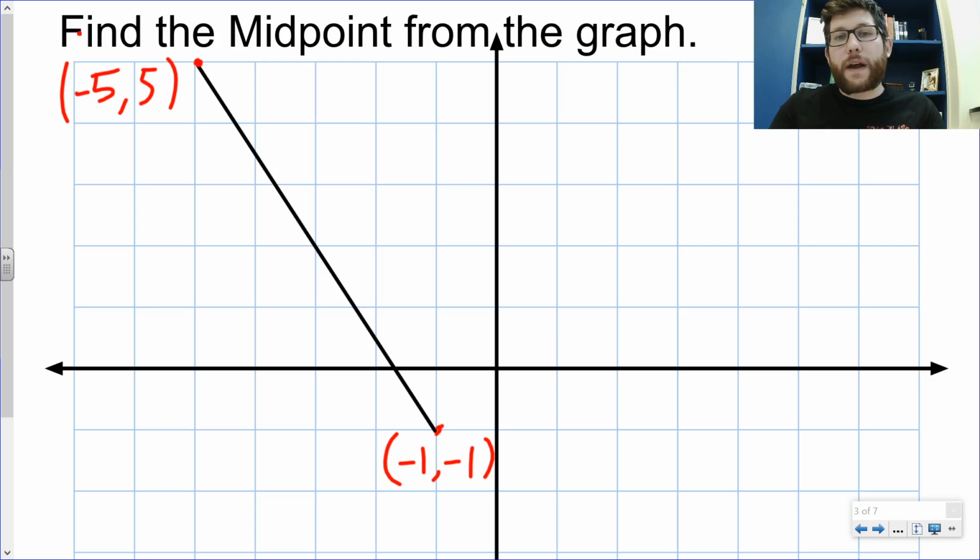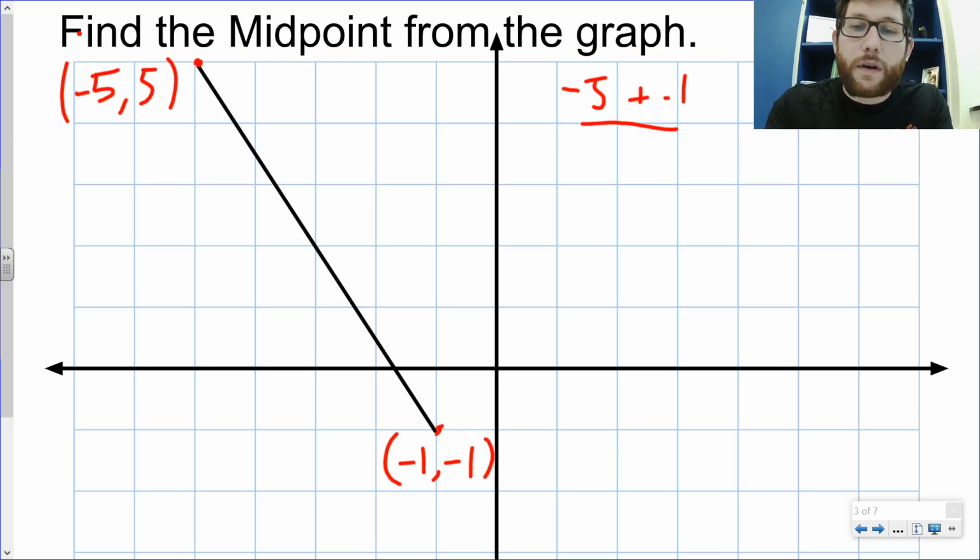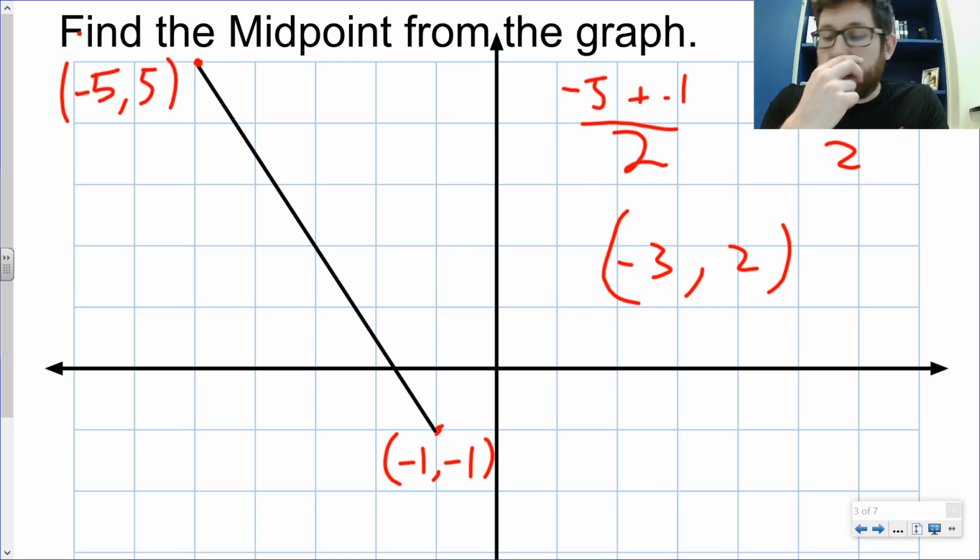So now I want to find the midpoint. Well, this is just like if I was doing it the math way with the formula. I'm going to add up my x's on one side, 5 plus -1 all over 2, and I'm going to add up my y's, 5 plus -1 all over 2. All right, so that comes out to -3, and that comes out to +2. So my final answer here would be -3, +2.